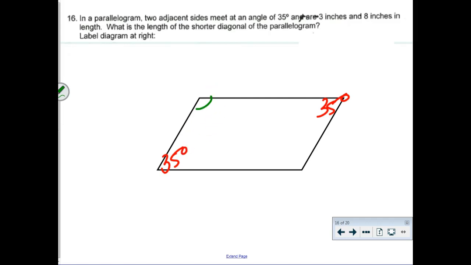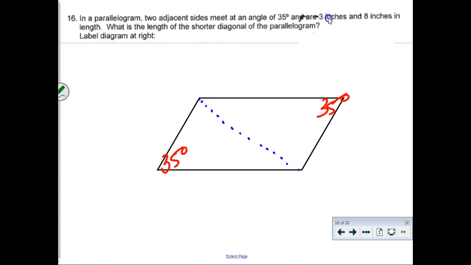I don't even think I need that. What's the question say? What's the length of the shorter diagonal? So this versus that, you've got to figure out which one's the shorter diagonal. It should be across from the shorter angle. So it's that blue line that I just filled in.